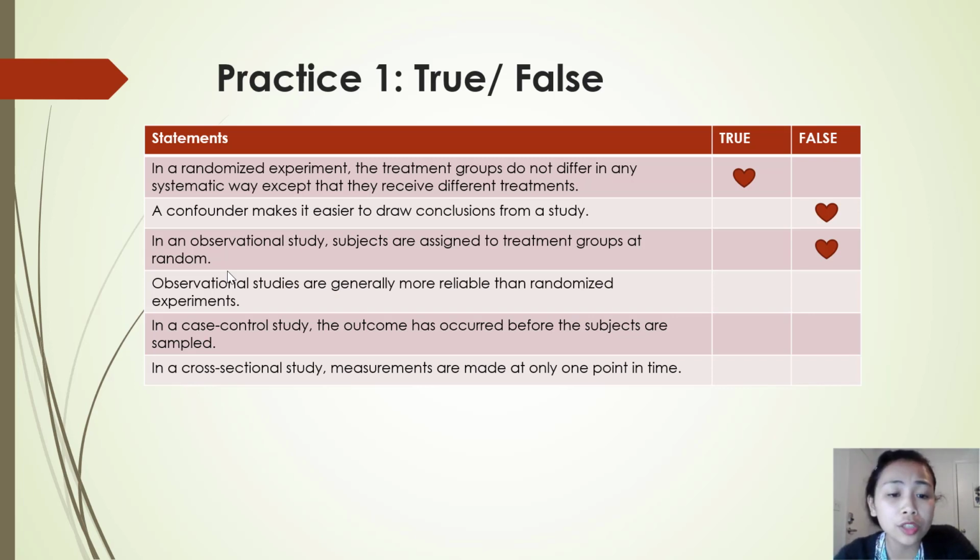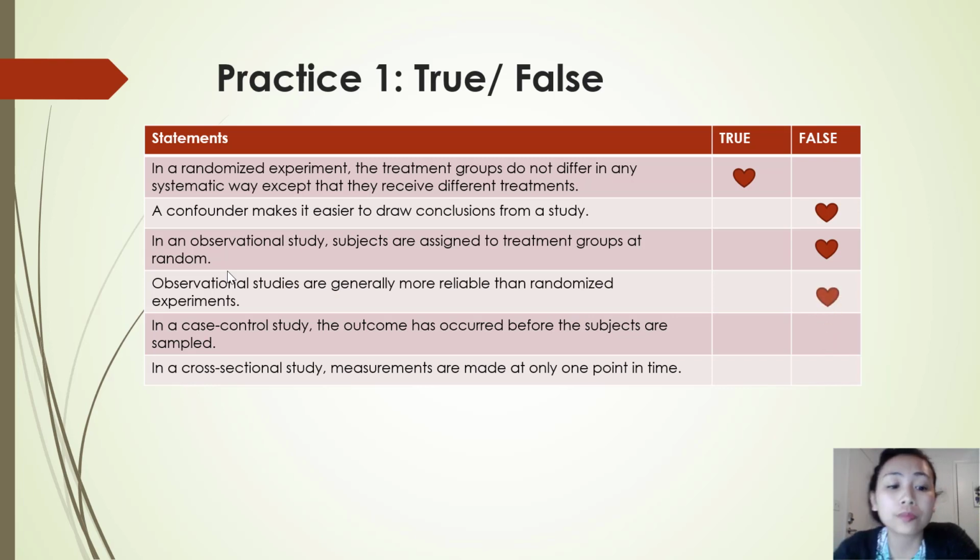Next, observational studies are generally more reliable than randomized experiments. This is completely wrong, because randomized experiments are always better than observational studies. For randomized experiments, the investigator will choose a treatment, and we have considered block design and also double blind design. So the randomness is strong, and the result is better. So observational studies are not generally more reliable.